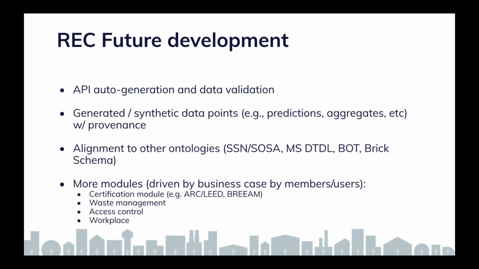Waste management, access control, workplace. I think we have a huge backlog, and again, since this is a work sharing project, we need the domain expertise from all of these different areas. So we actually try to take as much help as possible from those different companies and institutions when it comes to designing the different modules.